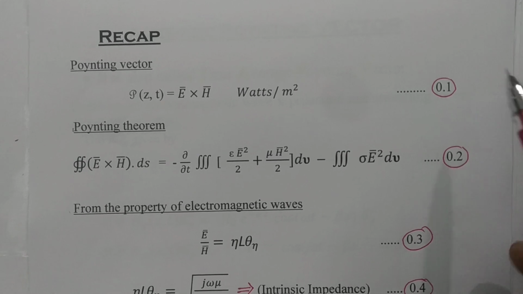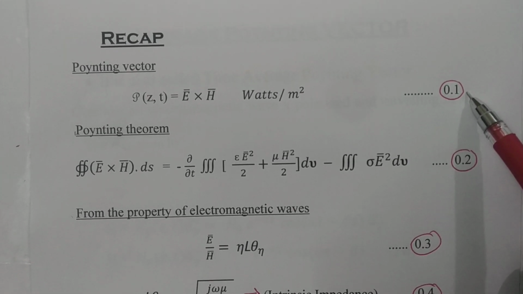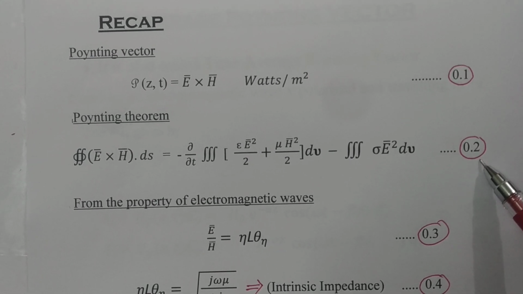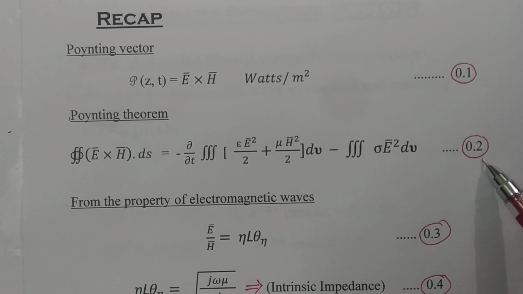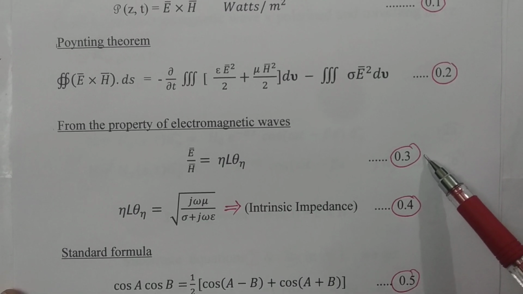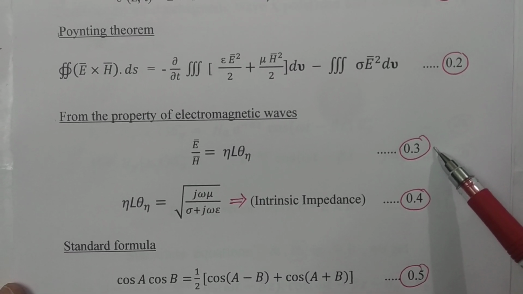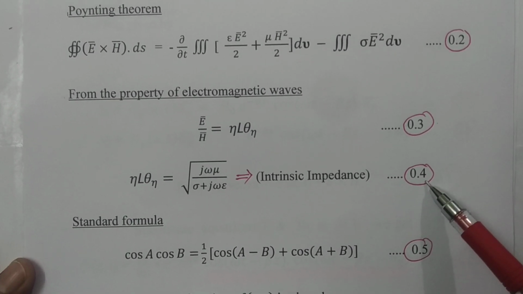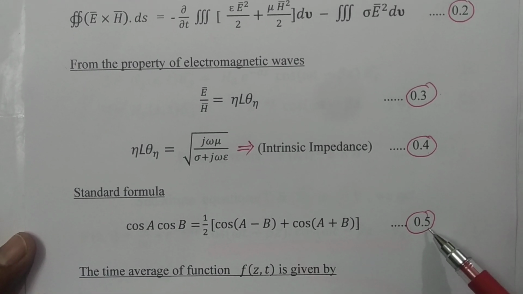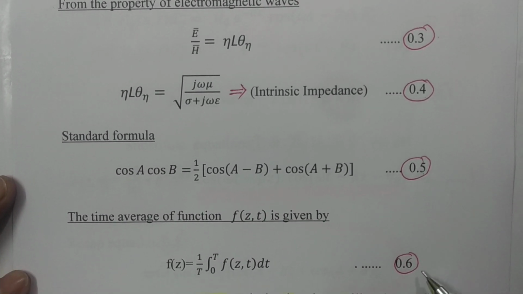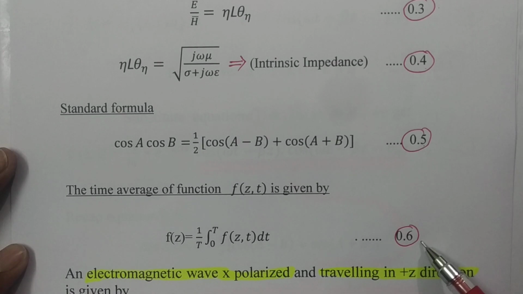Recap: Poynting vector, Poynting theorem equation, electromagnetic waves property, that is intrinsic impedance, standard cosine formula, time average of a function.